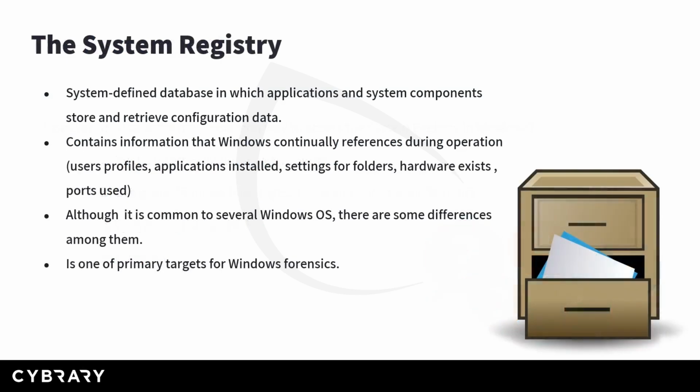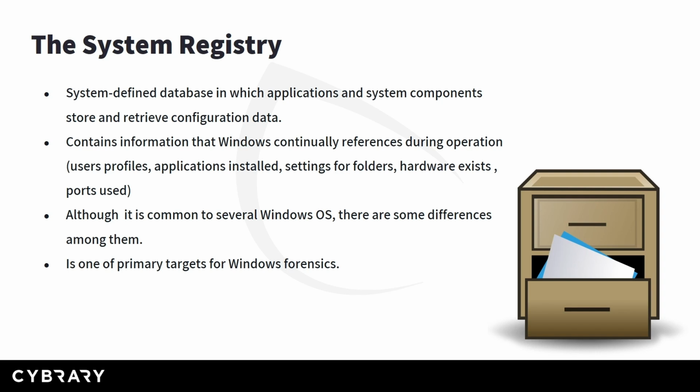B. The Windows Registry is a system-defined database in which application and system components store and retrieve configuration data. The Windows operating system provides registry APIs to retrieve, modify, or delete registry objects such as keys, values, and data. The registry contains information that Windows continually references during operation, such as profile for each user, the applications installed on the computer and the type of documents that each can create, property sheet settings for folders and application icons, what hardware exists on the system, and the ports that are being used.